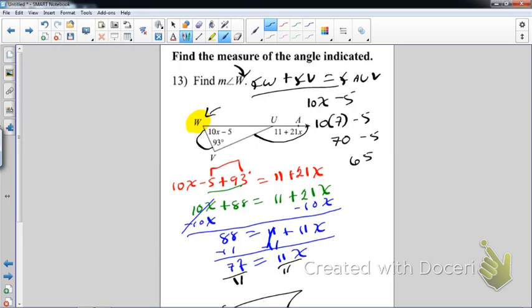So the measurement of angle W right here, as you can see, is going to be 65 degrees. That's how you are able to figure this one out.